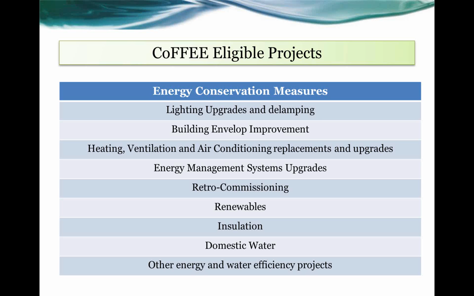Even renewables, I know those projects tend to go much higher cost-wise. We're really looking for projects between the $10,000 and $90,000 range that we want to give out in CoFFEE funds per project. However, that doesn't mean that if you have a larger renewable project, CoFFEE can't pay for part of it. Maybe it's a $500,000 project and we can give the $90,000 towards it.